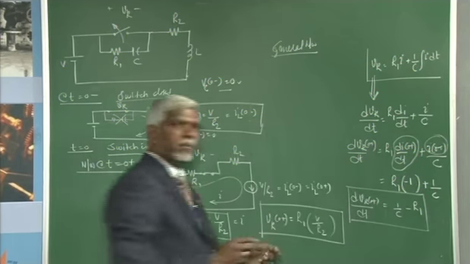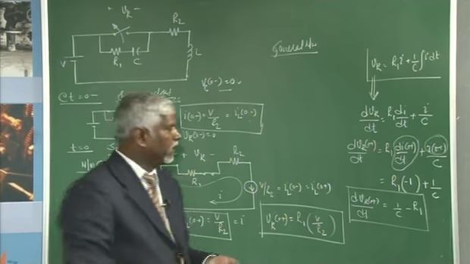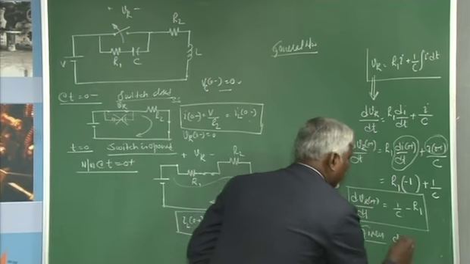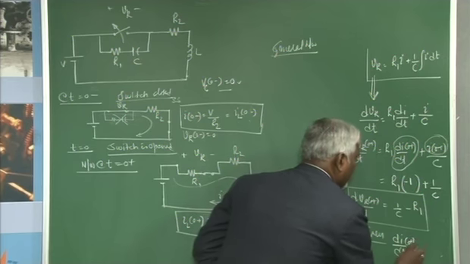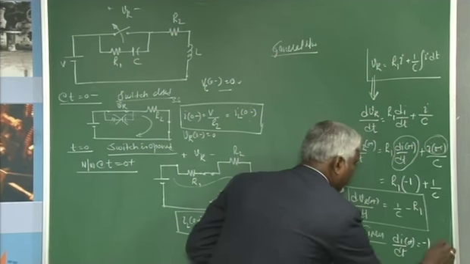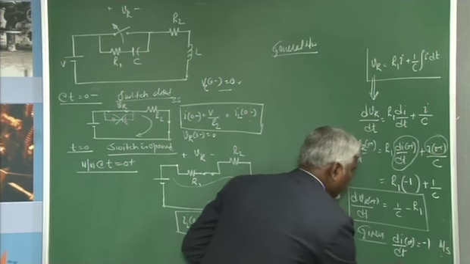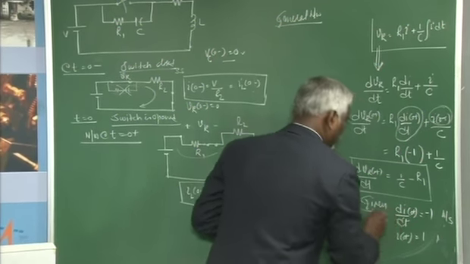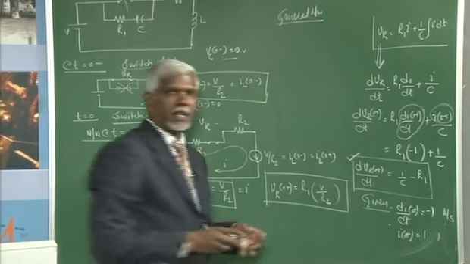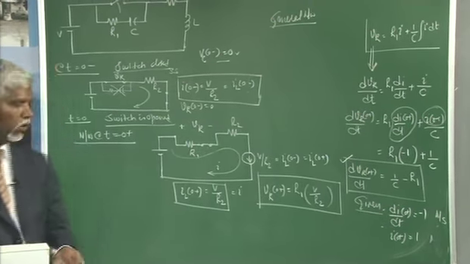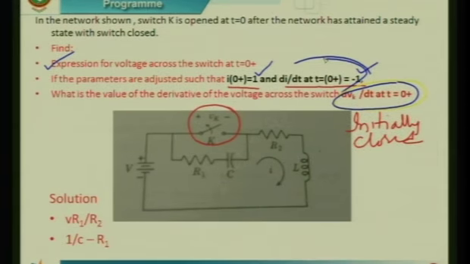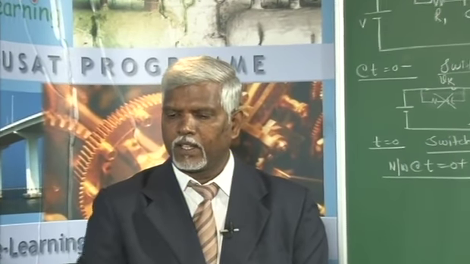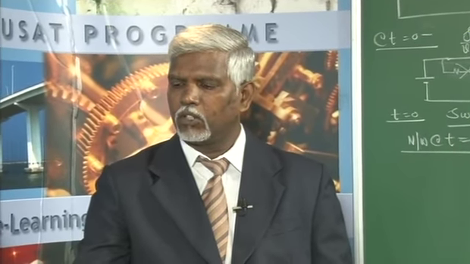He says assume the value of the derivative, given di by dt at 0 plus as minus 1, that is amps per second, and I at 0 plus is 1. With this, evaluate dVk by dt. This is the question. You need to be very careful in understanding the question first and what the requirement is. The question says find the derivative of the voltage across the switch at t equal to 0 plus.